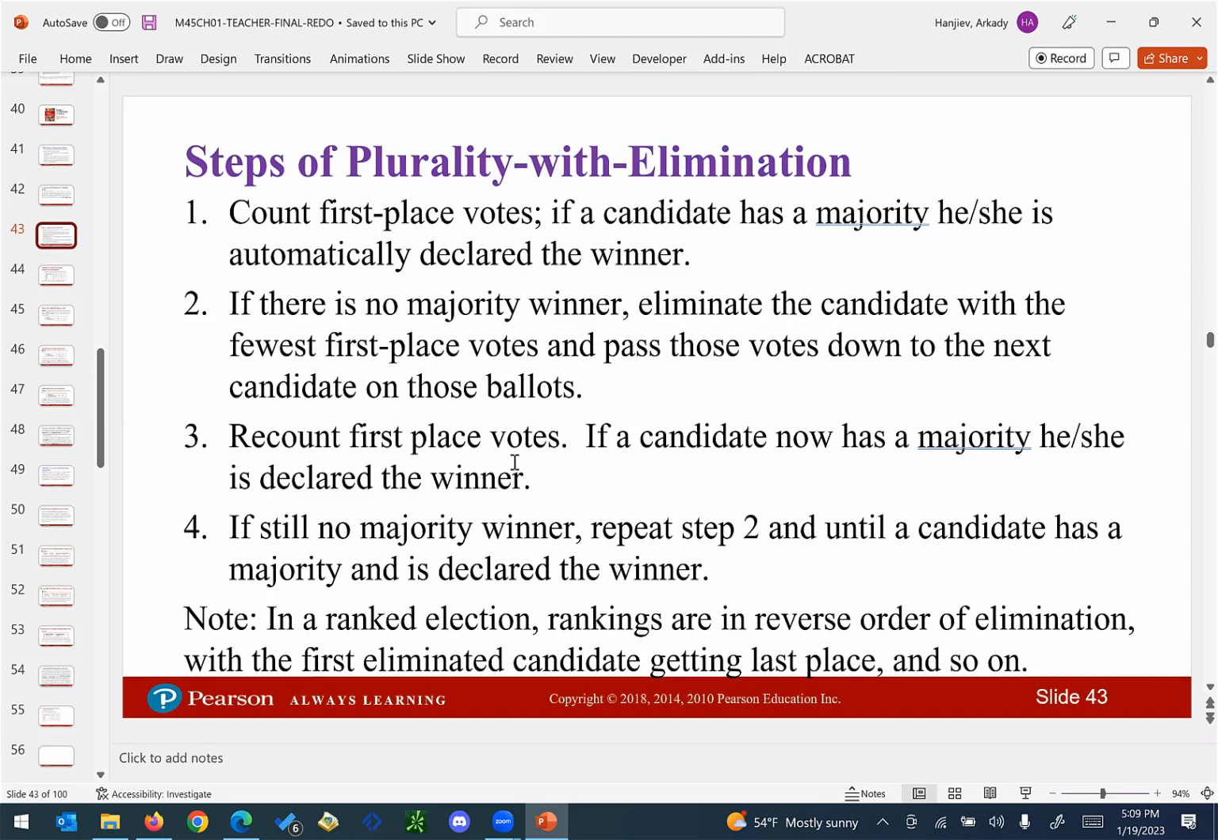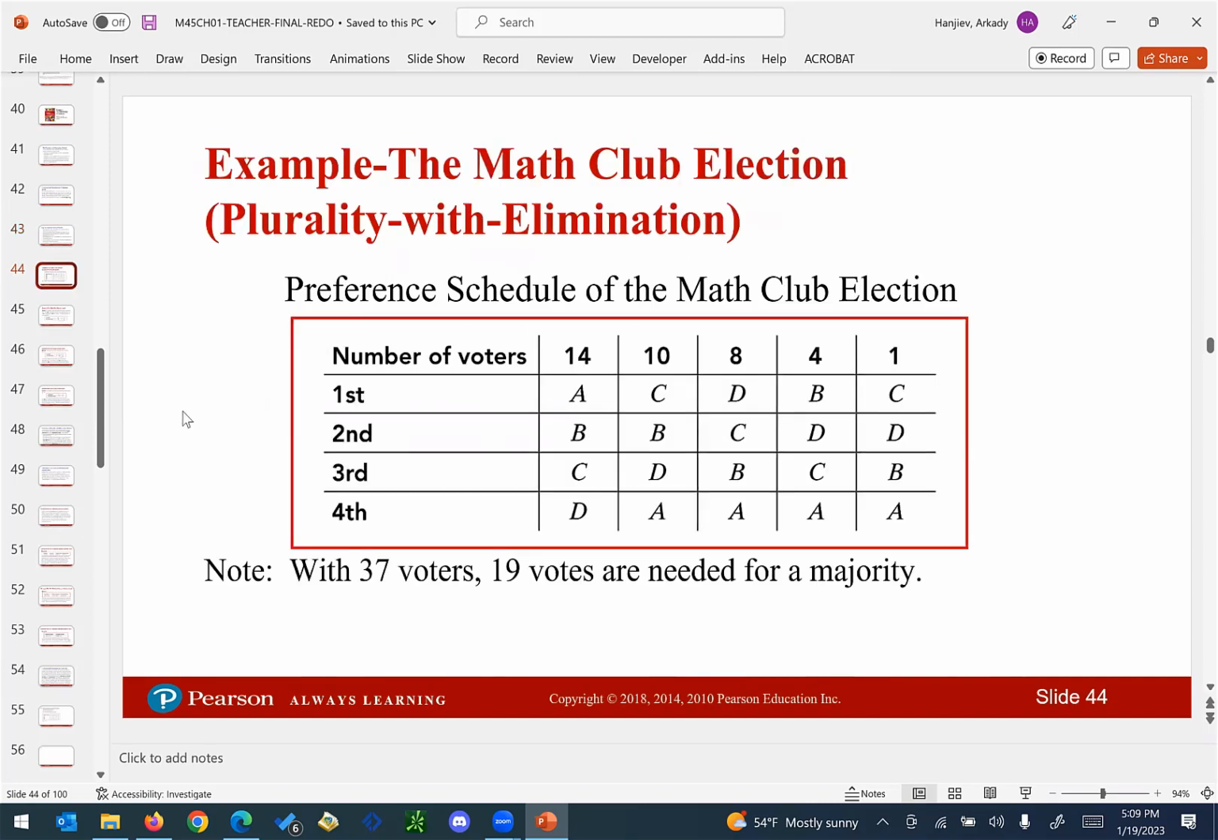Let's do this. There's, again, some math involved, so let's just go through it. Let me see how this vote stacks up. Remember the math club election again. We have 37 members of the math club voting for president. If you take 37 and cut it in half, that makes 18.5. So in order to get a majority, you really need 19 votes. The question is, how do we get 19 votes out of all this? Let's go with it. Again, it's just another method. This is method number 3, right?